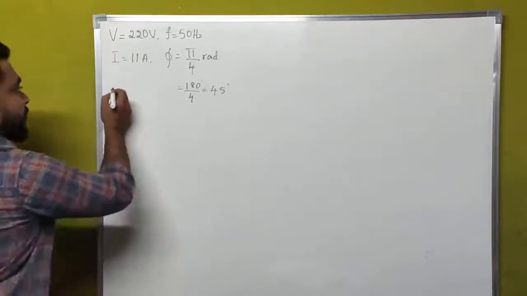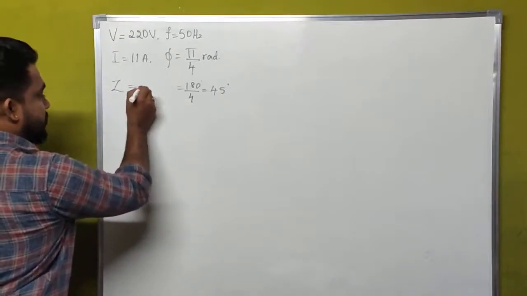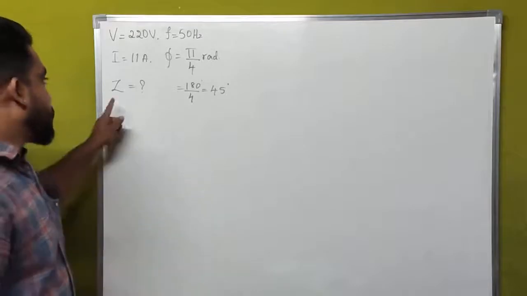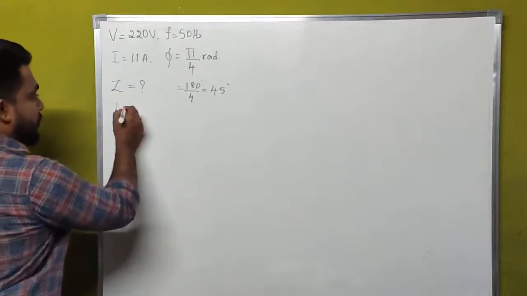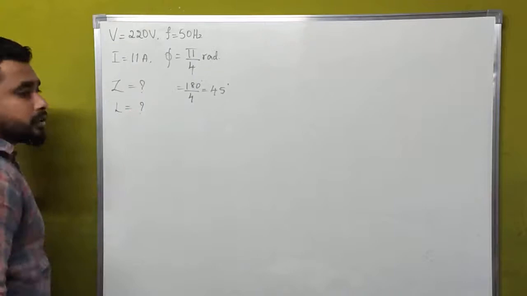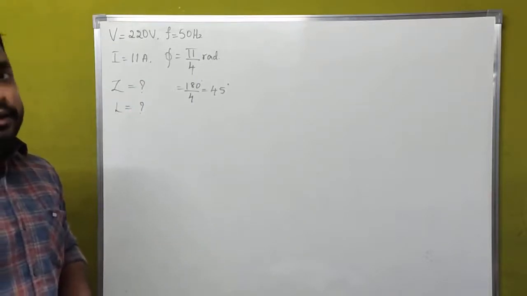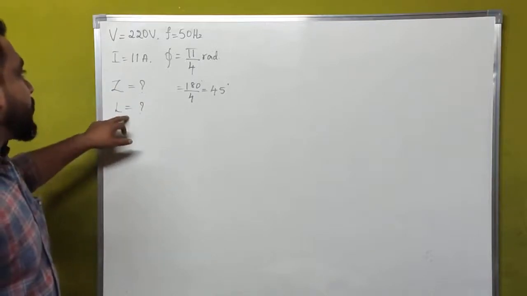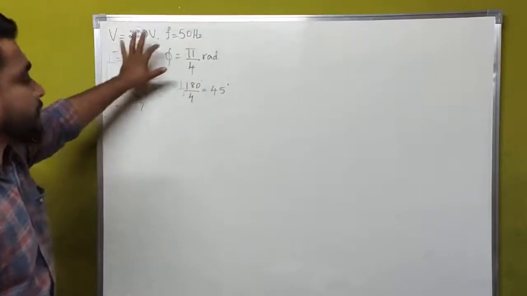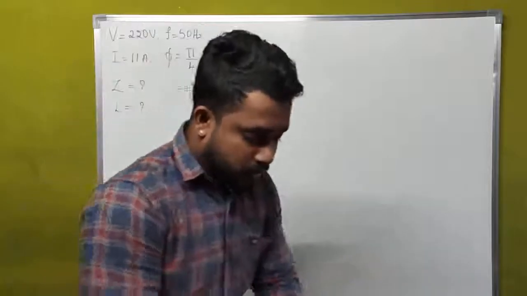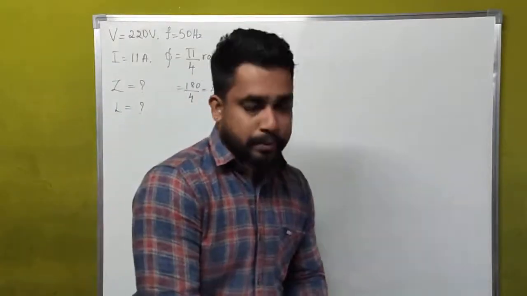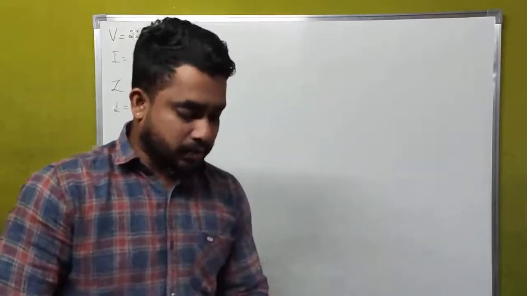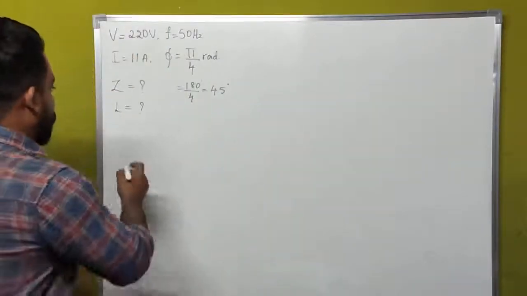Now what we have to find is impedance. Impedance, that is Z, is the total resistance of an LCR circuit. And again we have to calculate L, that is the inductance of the inductor. These are the things we have to find out, Z and L, and the given constants are here. This is your July 2016 question paper problem.